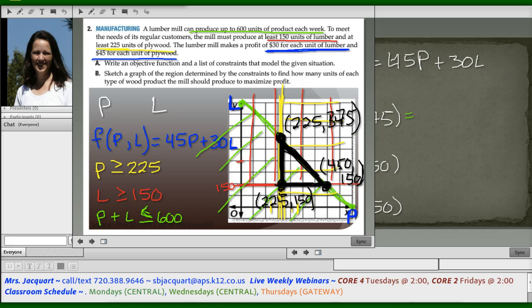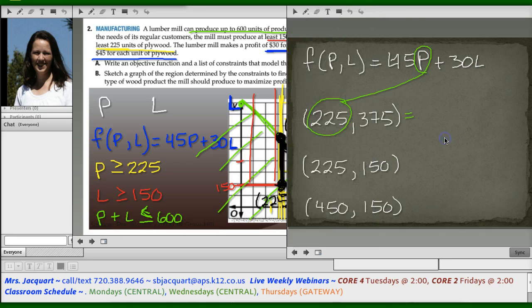So this goes in for my P. Oh, let's come over here. Okay, so I wrote it down because I didn't want to cover the graph. So we can see that, and if we do 45 times 225, we get 10,125, plus 375 times 30 is 11,250, for a grand total of 21,375.